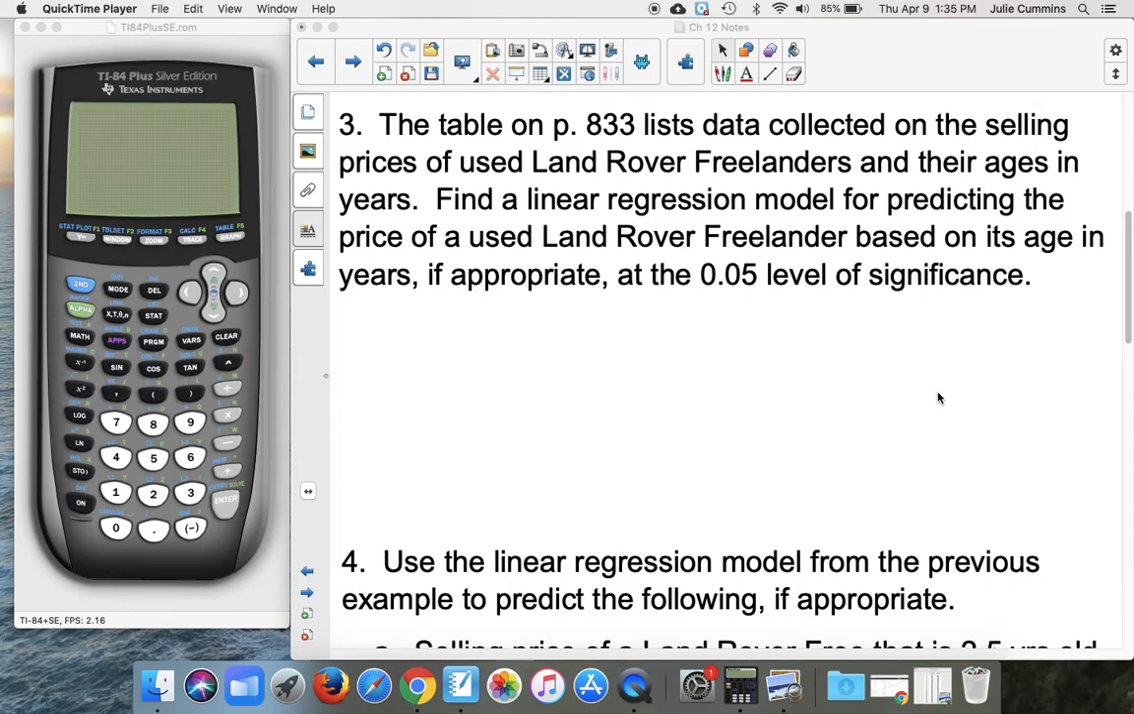Question number 3, we're going to take a look at the table on page 833. It has data on the selling prices of used Land Rover Freelanders and their ages in years. So we want to find a linear regression model to predict the price of a used Land Rover Freelander based on its age, if appropriate, at the 0.05 level of significance. So I want to know, if I find a Land Rover Freelander that's 3.5 years old, what kind of price could I expect for that?